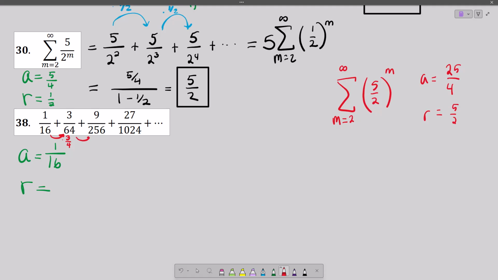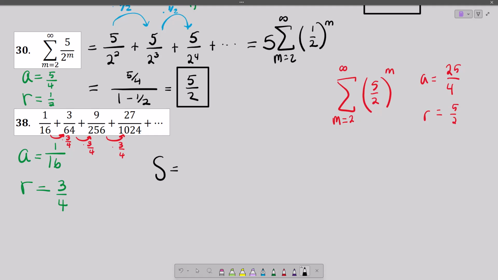Now for this to be geometric, these terms better do the same thing. So let's check. We multiply that by 3/4. 3 times 3 is 9. 4 times 64 is 256. That's right. And then here, same thing. 9 by 3 is 27. 256 multiplied by 4 is 1024. So yes, totally agree. So this is 3/4. Once we have the A identified and the R identified, then we're golden.